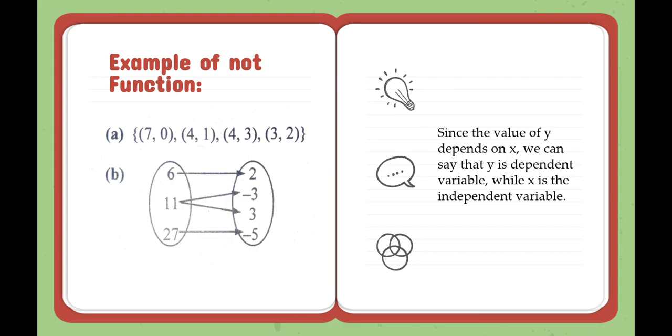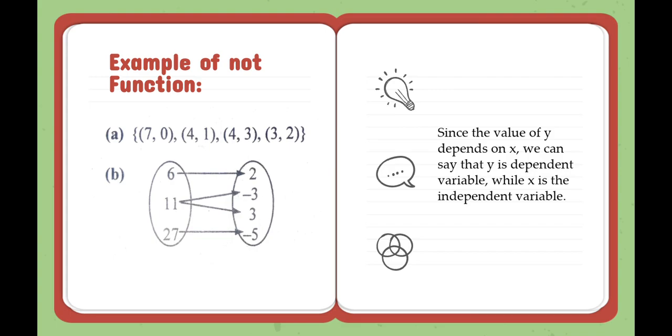This is another example naman ng not function na nakamapping naman. Kung mapapansin natin, yung 11 sa x ay may dalawang kapartner. Dapat po isa lang po ang kanilang partner.